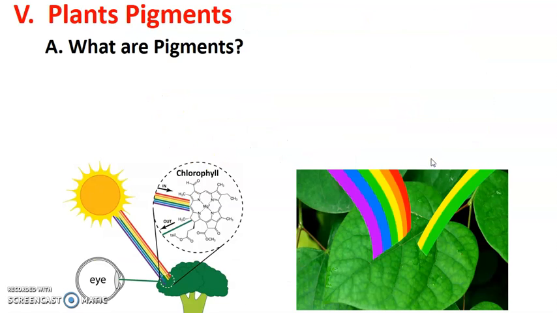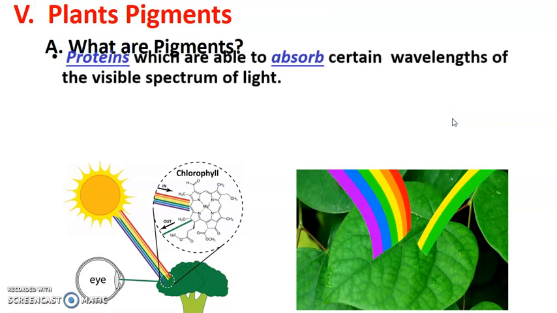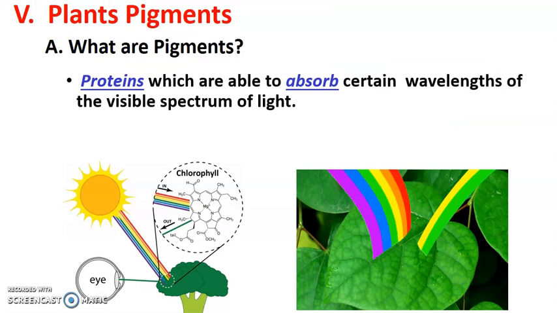So that brings us to pigments. All right, and what are they? Pigments are proteins that are going to absorb certain wavelengths of the visible light spectrum we just discussed. Again, proteins have a very specific structure, and remember, structure dictates function. So based on their molecular structure, they'll be good at absorbing certain wavelengths of light, and others they're not.